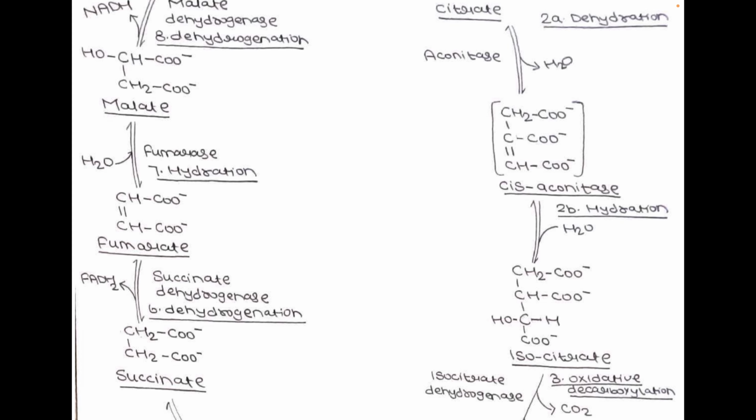Succinate dehydrogenase is the only TCA cycle enzyme not floating free in the matrix. It's embedded in the inner mitochondrial membrane, and it is complex 2 of the electron transport chain. So this enzyme physically links the cycle directly to the ETC. It feeds its FADH₂ electrons straight into the chain. That's also why FAD is used here rather than NAD+.